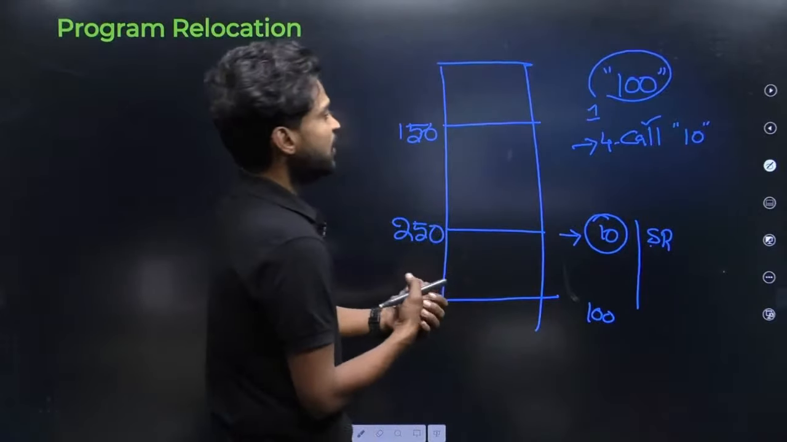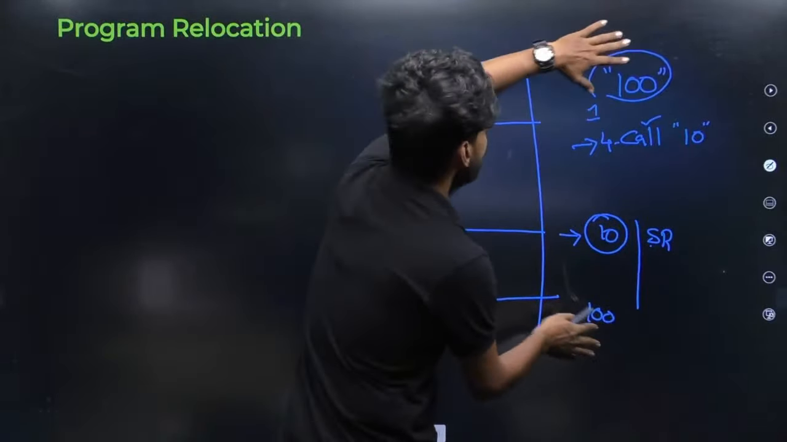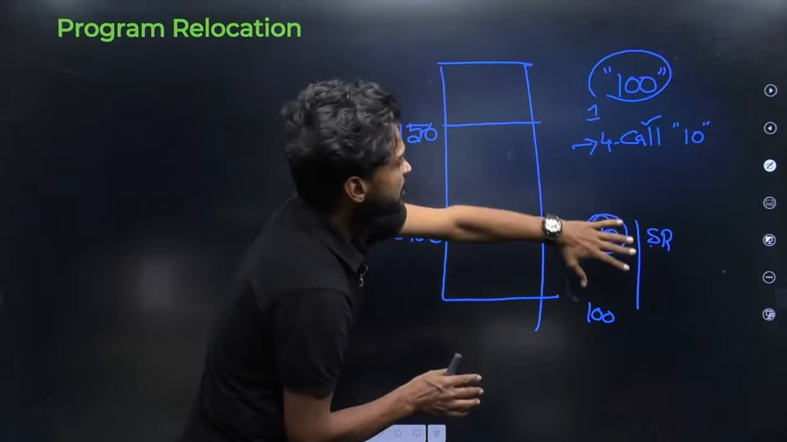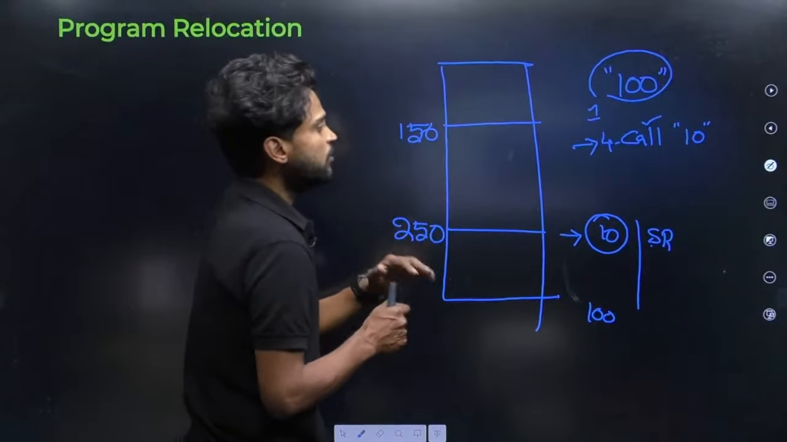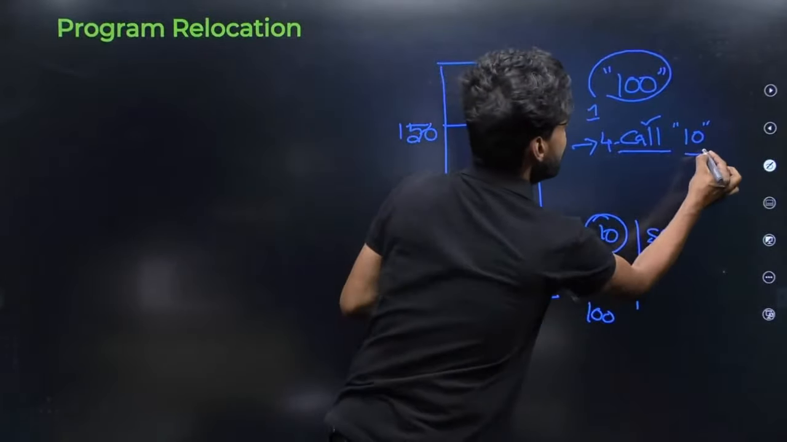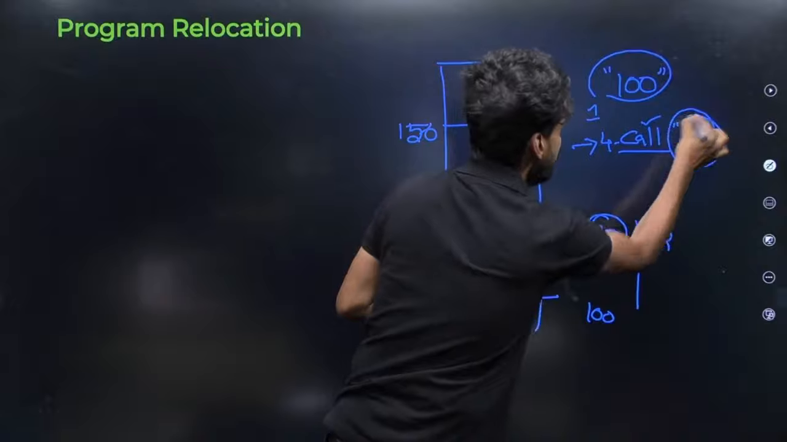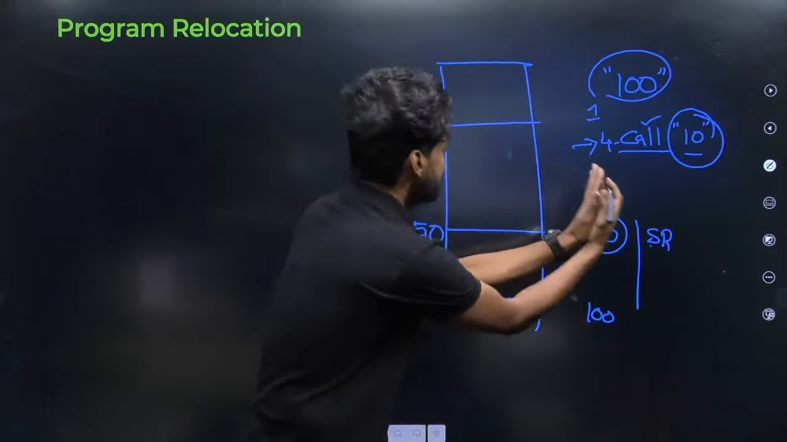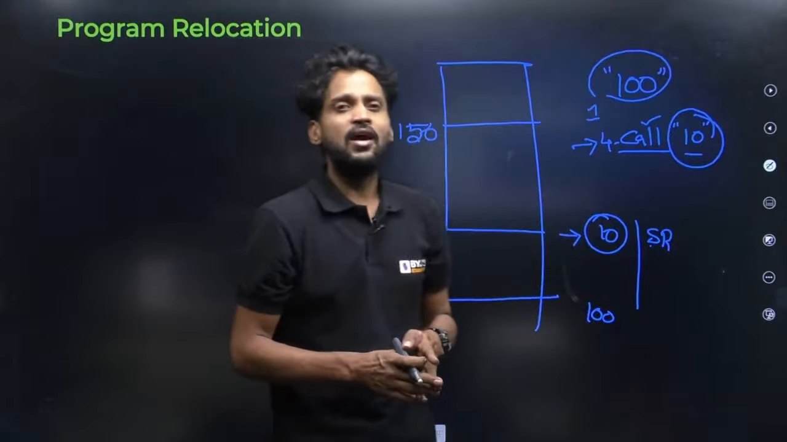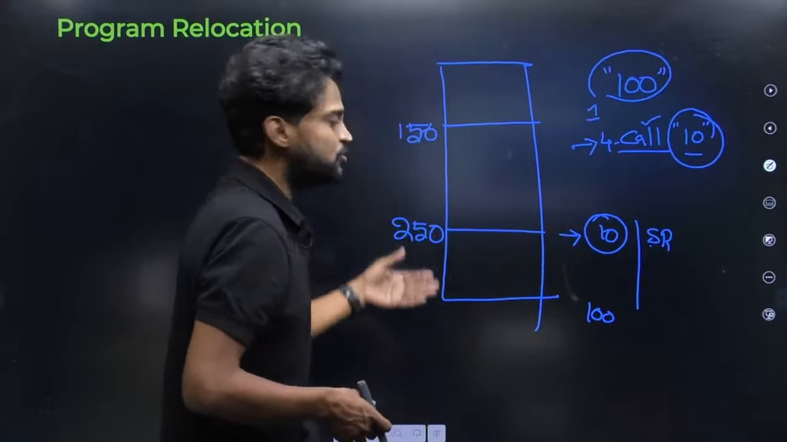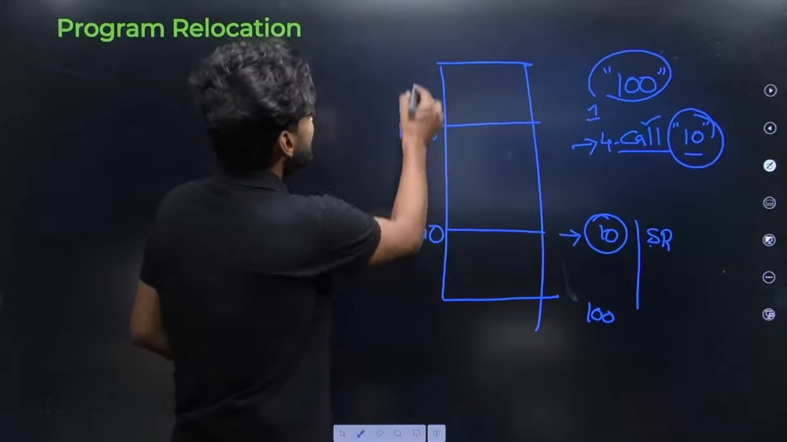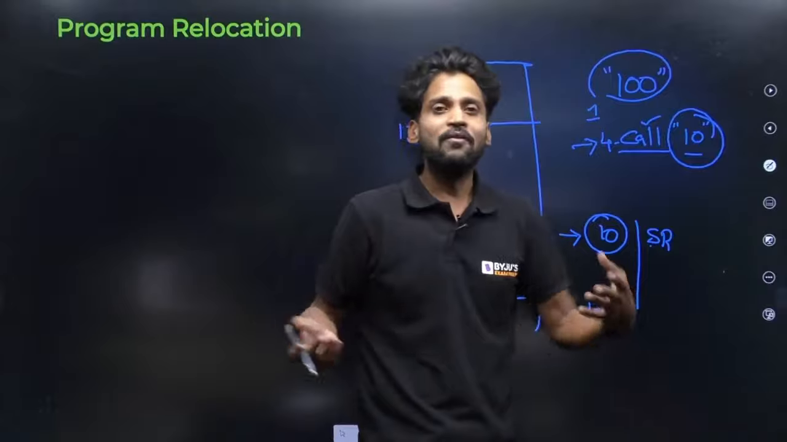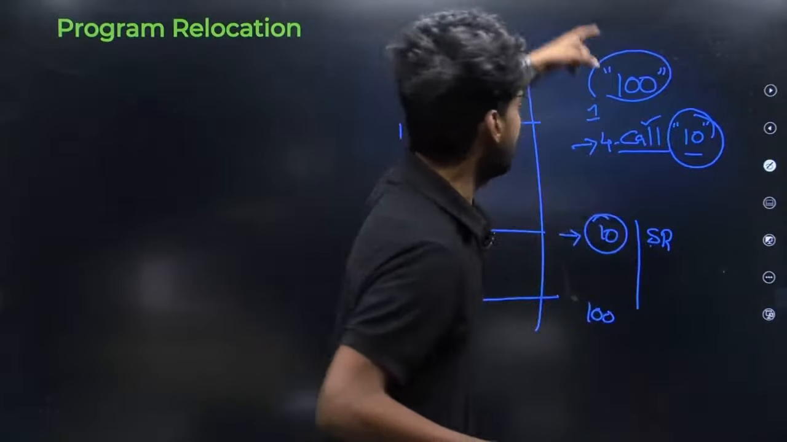But I can't implement the same thing in my program, because if I do, what exactly is going to happen? The problem is, when I say call 10, I'm talking about the 10th instruction within my program. But when it gets transferred to the main memory, I don't know exactly where my program is going to get loaded. If my program starts from the first location, I may say call 10, but I don't know from which location this program is going to get loaded.